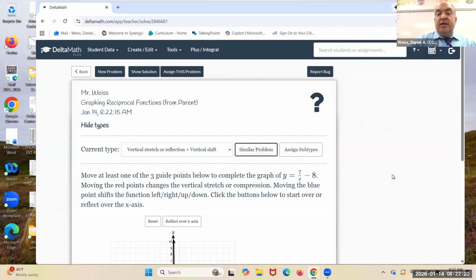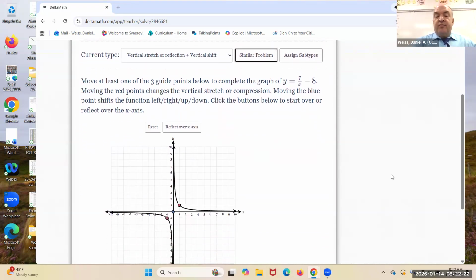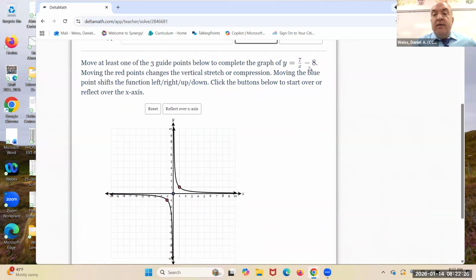Okay, let's take a look at this. If I put in 1, okay, 7 over 1 is 7. And 7 minus 8 is -1. So I would have to take this guy and go down here like that.